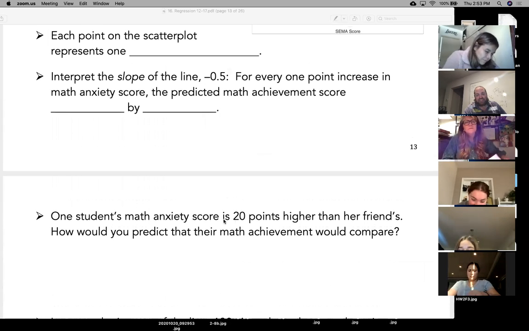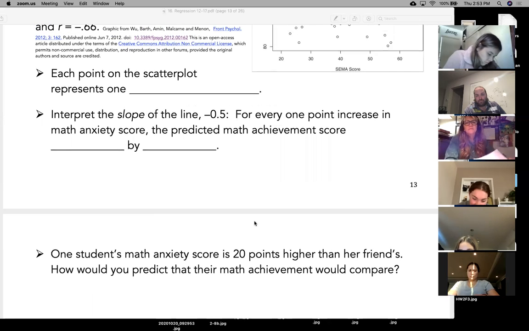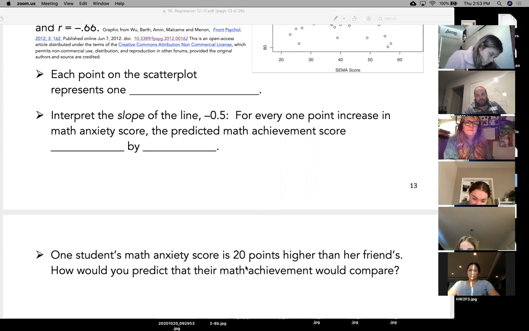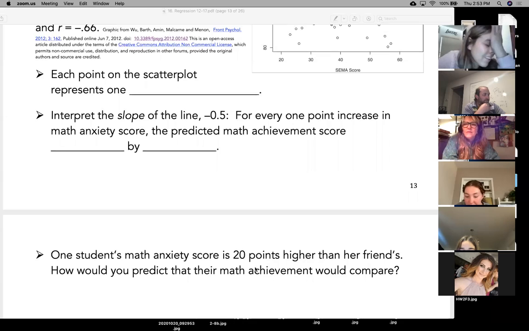So if someone's math anxiety score is 20 points higher, how would that predict their math achievement would compare? Based upon what you just said, if their actual anxiety score was 20 points higher, what would that do for their math score? Do you multiply the 0.5 times 20? Yes. Would it go down 10 points? Yes.